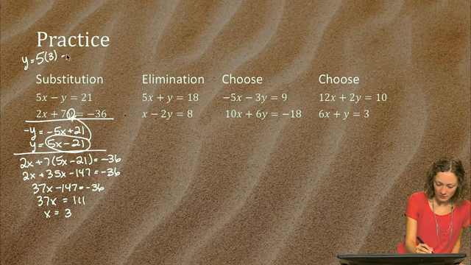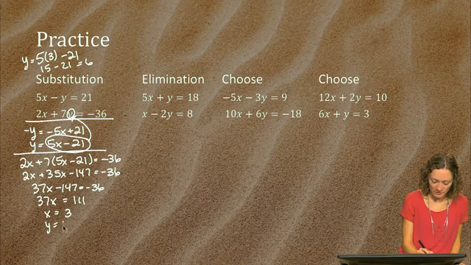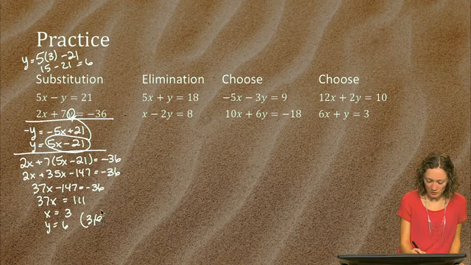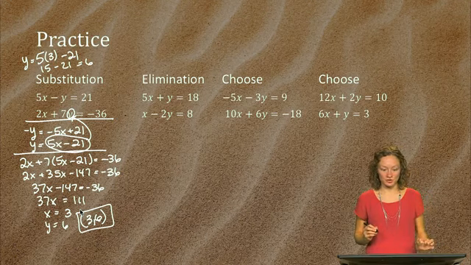I'm trying to fit it all on one page. We get 15 minus 21, which is 6. So our y value is 6. The ordered pair, 3, 6, using substitution.